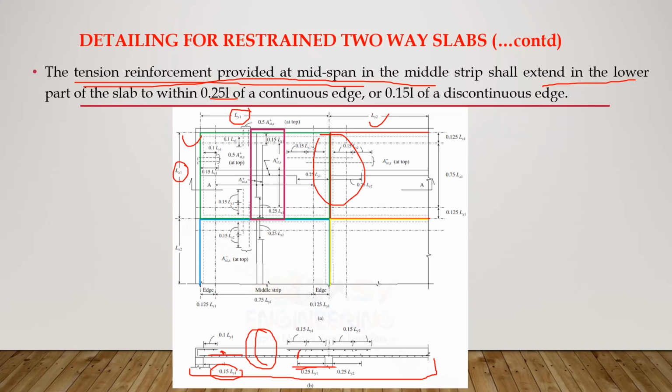That means the bottom bars at the short and long spans, in both spans, should be provided as shown in our figure, and these are provided at the bottom of the mid span in the middle strip in both short and long span directions. These bars should extend to within 0.25 times the length of that direction, either Lx or Ly, for continuous edge, and 0.15 times the length of that direction, either Lx or Ly, for discontinuous edge.